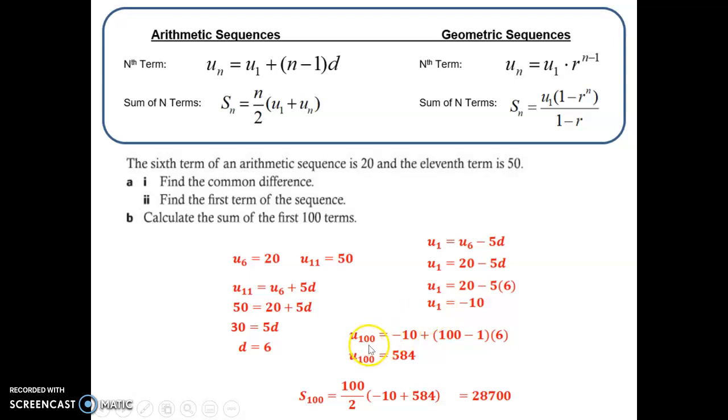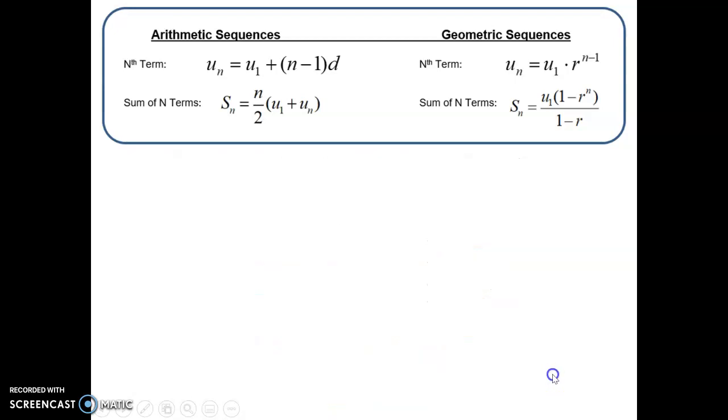Now we need the 100th term, because this formula also needs the last term. And we're finding the sum of 100, so I'm finding U100 using this formula, the nth term. So U100, and I get that to be 584. Now I have all the pieces I need for the sum formula, which is first term, last term, and then 100 over 2, because we're doing a sum of 100. There's our sum, big number.